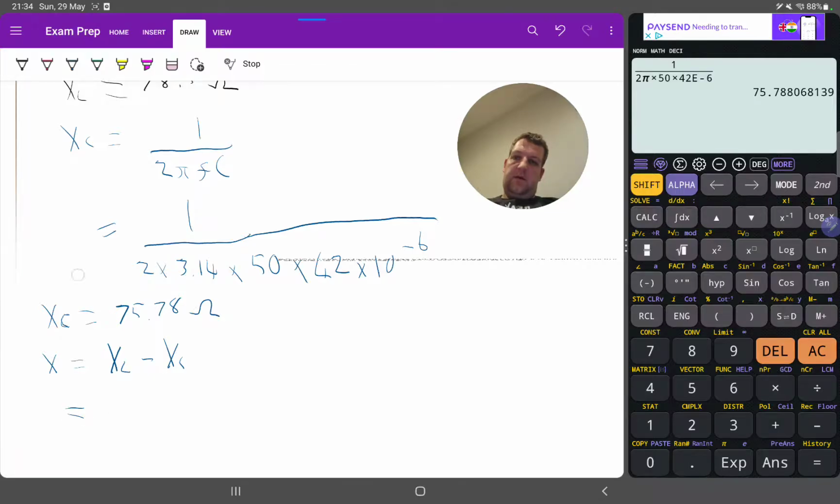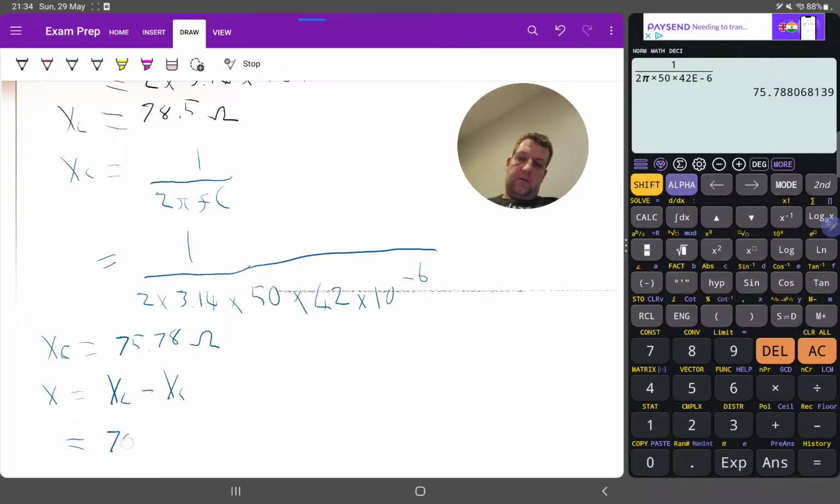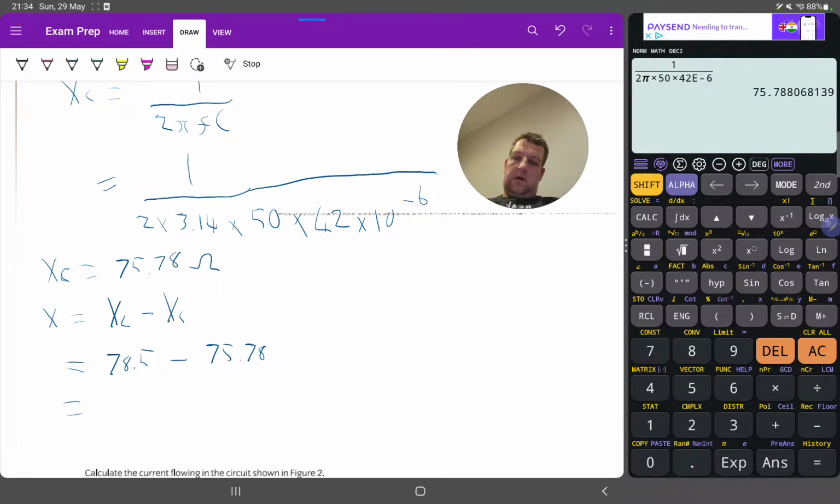So what we'll do there, we'll do 78.5 minus 75.78. So on my calculator, we'll do that. 78.5 minus 75.78. It gives me an answer of 2.72 ohms. So that is X.